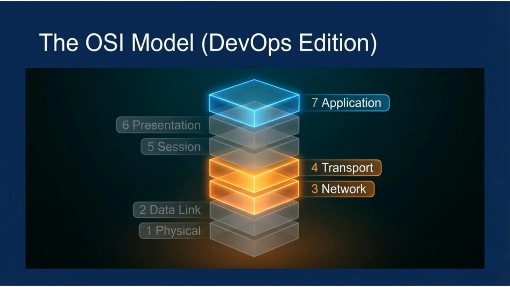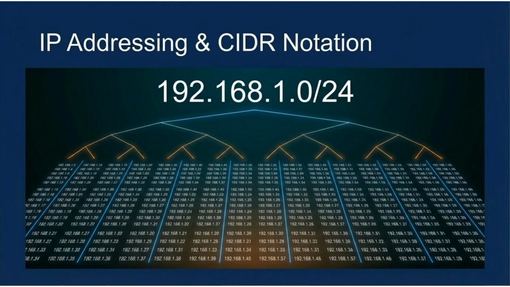First, let's look at the map. This is the OSI model. Now for exams, you memorize all 7 layers. But in DevOps, we really care about 3. Layer 3 is the network layer. This is your IP address. Layer 4 is transport. This is TCP and UDP ports. And layer 7 is the application. This is HTTP or your actual data. When things break, we troubleshoot from the bottom up. Is the IP reachable? Is the port open? Is the app responding?